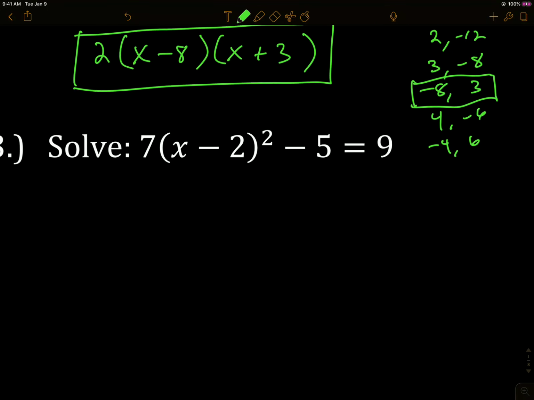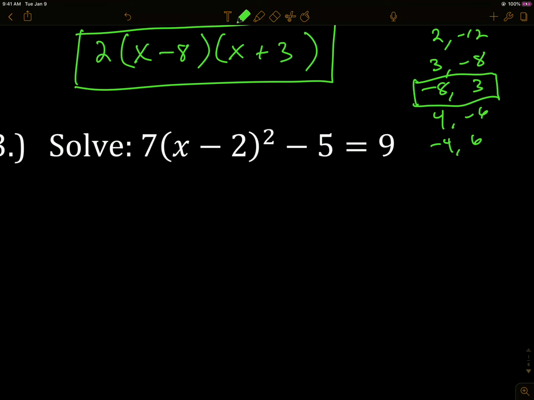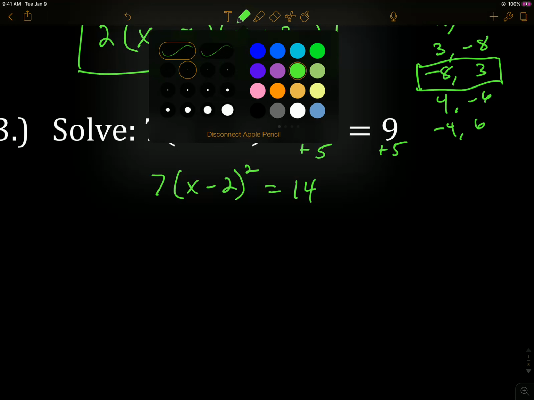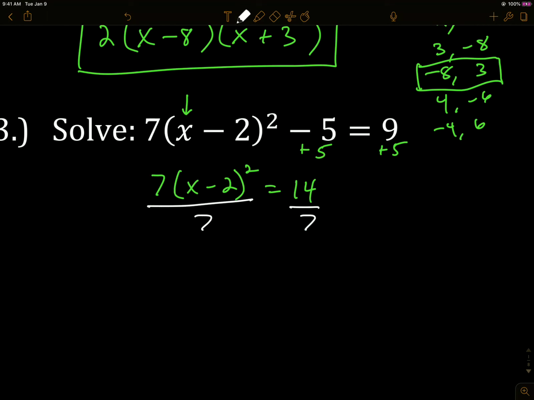All right, now we're on a solve one. When I look at solving, since x only appears once, I'm going to isolate the variable. So the first thing I'll do is add 5 to both sides. Then the next thing I'll do is divide both sides by 7.